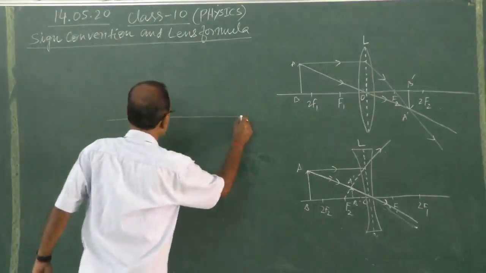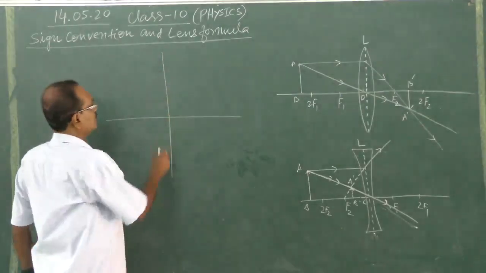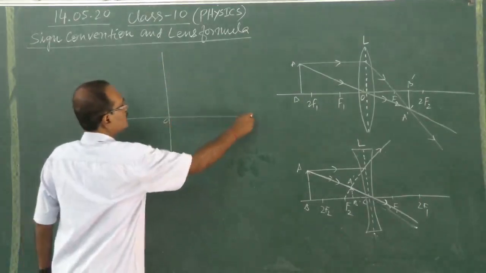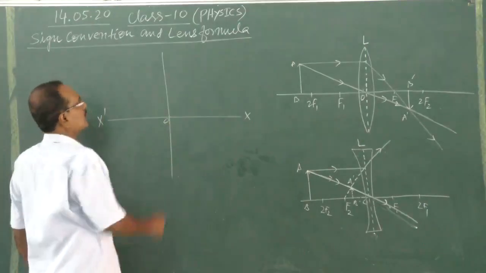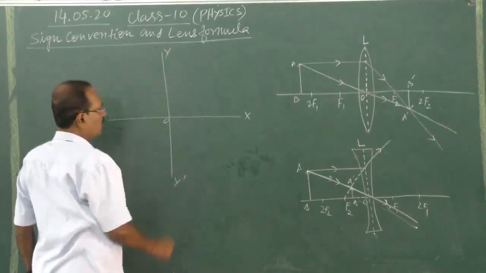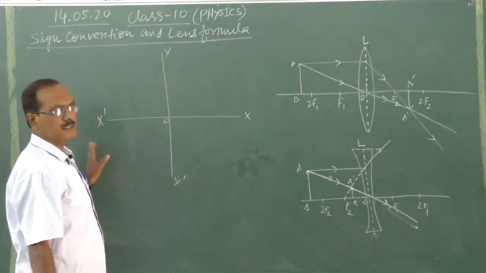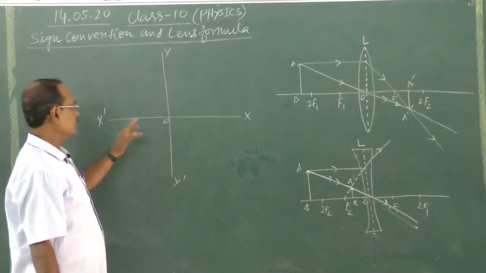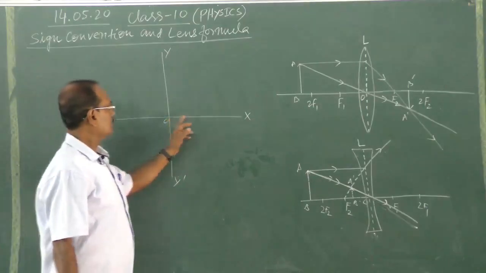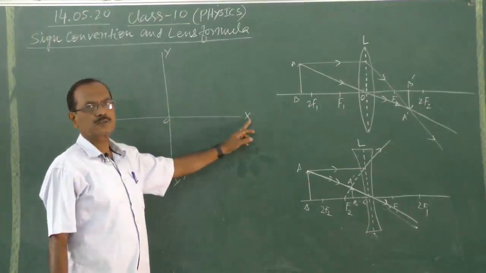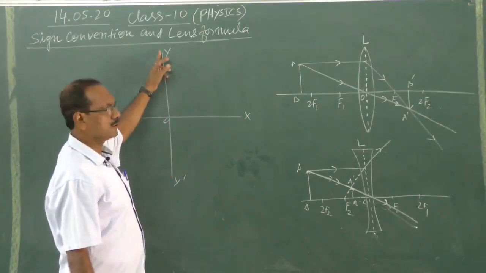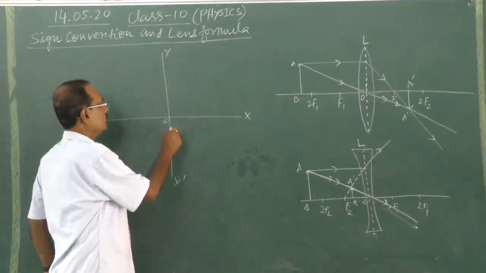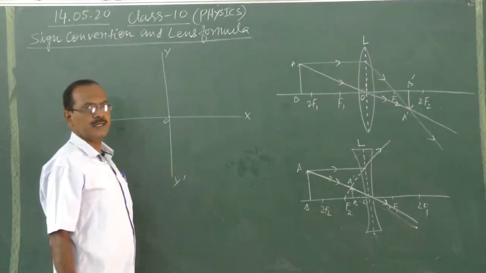Coordinate system, what happened? We are having x and y axis we are taking. Where they are intersecting, that is, we are taking the origin. And this is x axis, x dash, and perpendicular axis is y dash. This side we are taking negative, towards x dash from O. This side, right of this one, we are taking positive. Above this we are taking positive. Below origin along y axis we are taking negative.